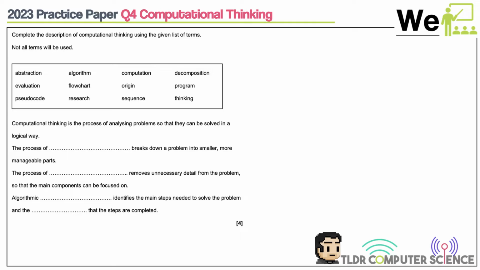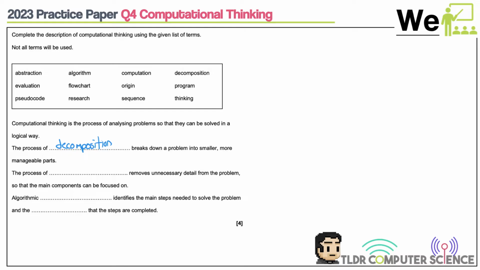Computational thinking is the process of analyzing problems so they can be solved in a logical way. The process of something breaks down a problem into smaller, more manageable parts. Malike? I completely agree with you. Decomposition. The process of blank removes unnecessary details from the problem so that the main components can be focused on. Emil?